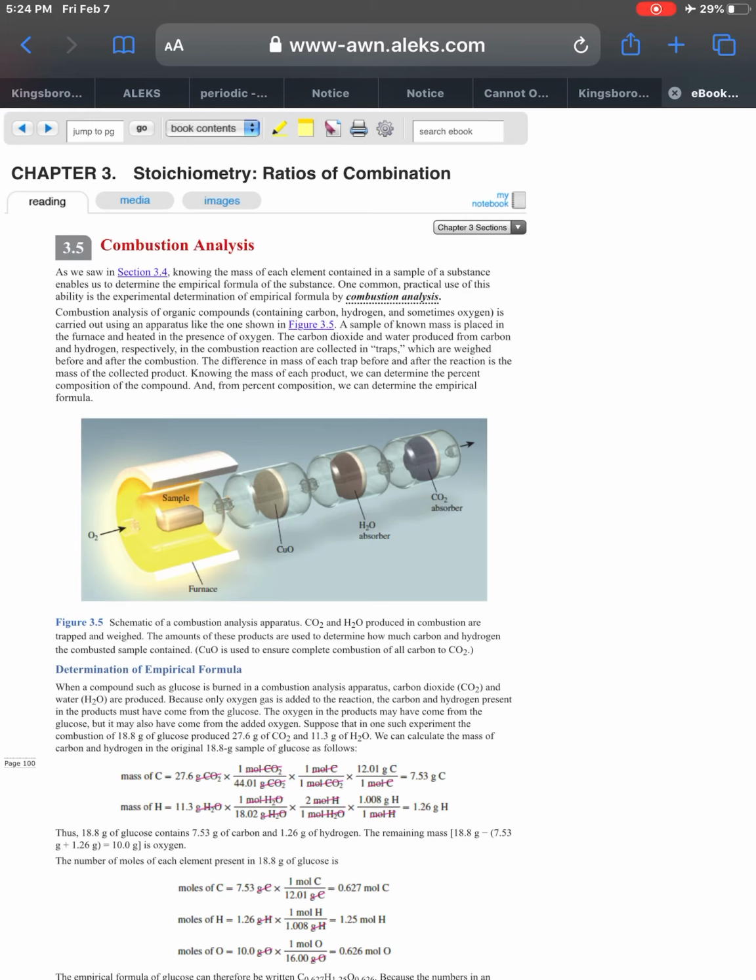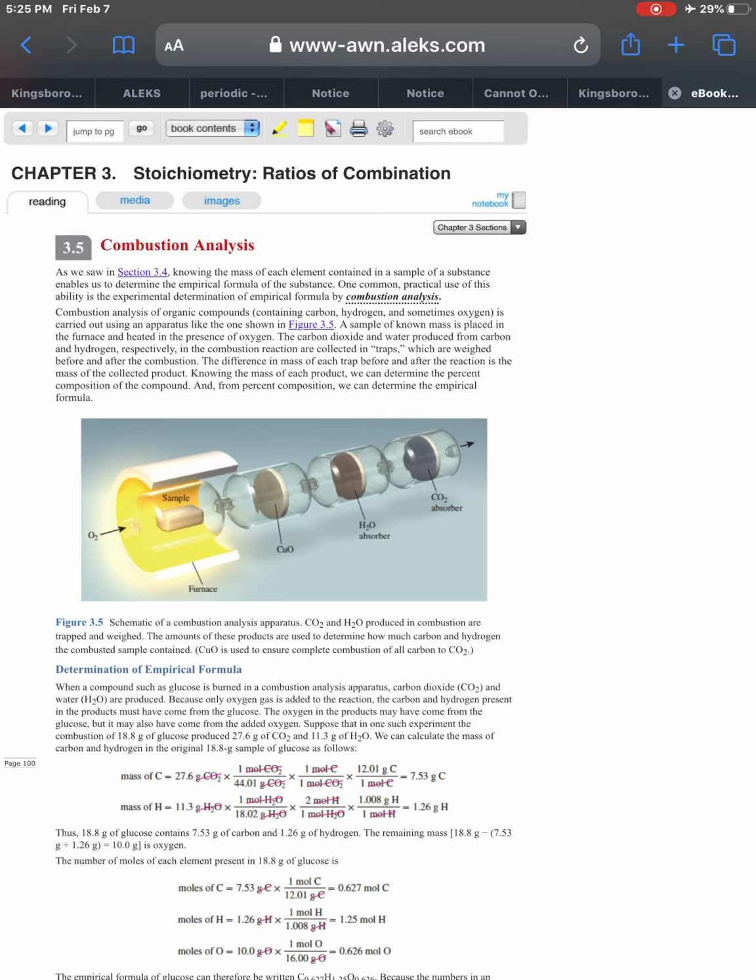The carbon dioxide is absorbed in the final chamber, and same thing, we weigh the disc before the reaction and after the carbon dioxide is absorbed. The difference in those two masses tells you the mass of carbon dioxide produced in the reaction. From the mass of the water and the mass of the carbon dioxide produced, we can figure out how much carbon was in the original sample from the carbon dioxide and the amount of hydrogen in the sample from the mass of the water. Hydrogen comes from the mass of the water, carbon comes from the mass of the carbon dioxide.